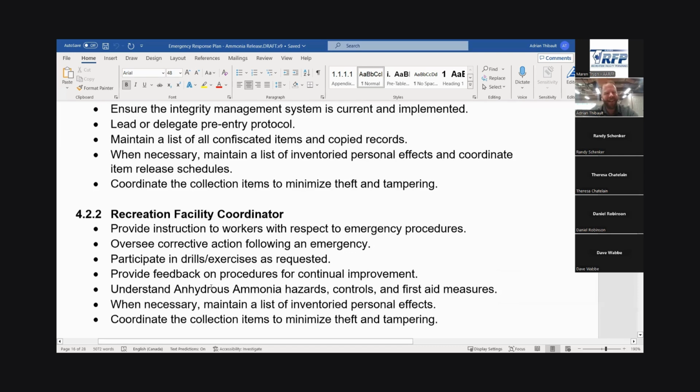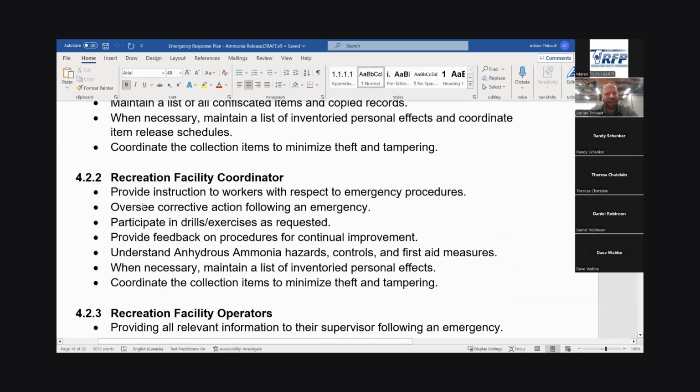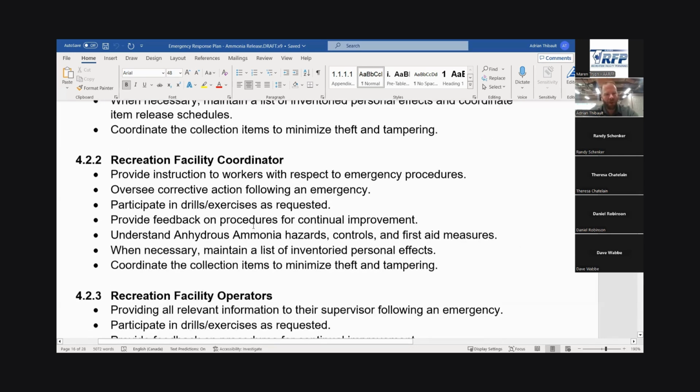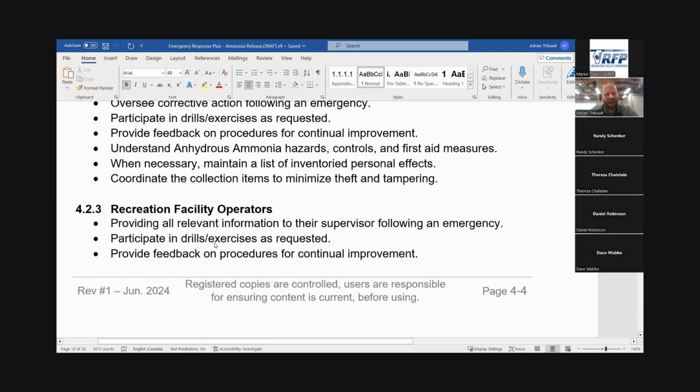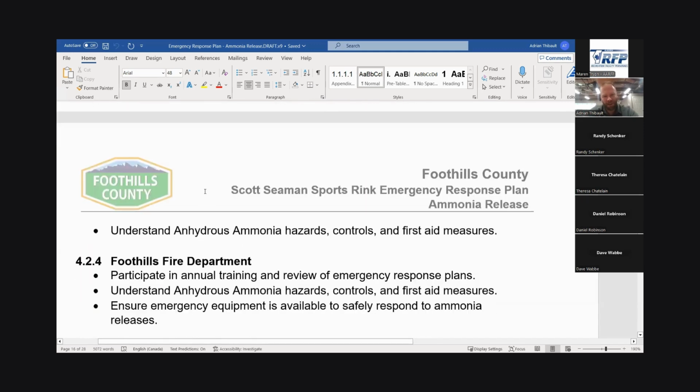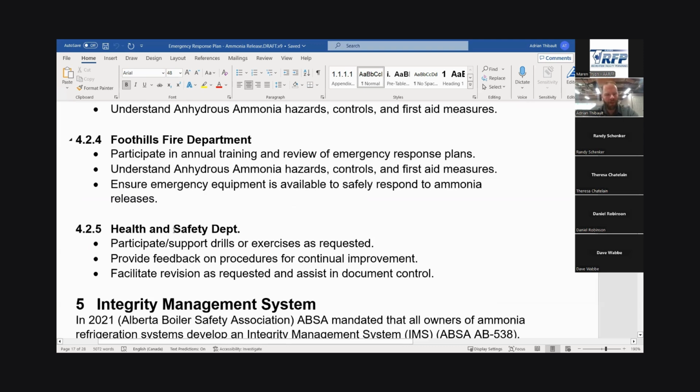Same thing with my position, supervisor, just going through all of that. Then the operators have their responsibility. The fire department has their document. Basically they're supposed to participate in training, and they're supposed to understand the hazards, controls, first aid, and then equipment, right?